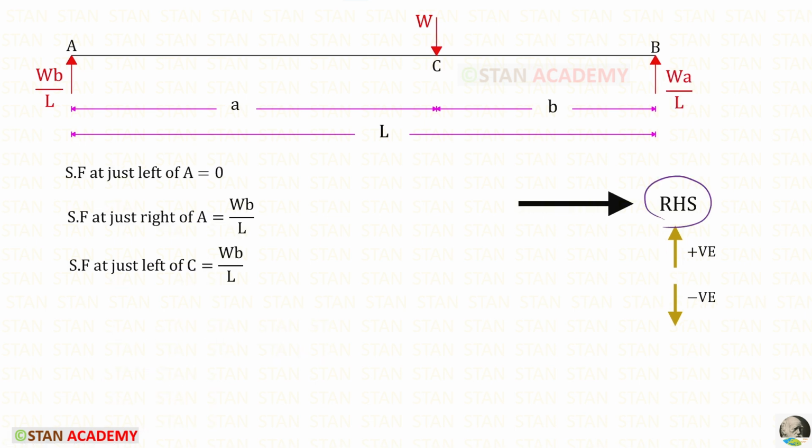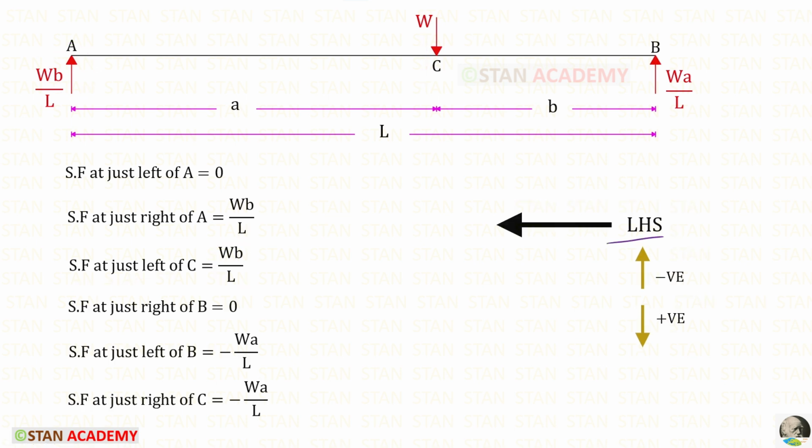Using the right hand side rule, we can find the shear force at just left of A, right of A, and at just left of C. Shear force at just left of A will be 0 and at just right of A will be RA, which is acting upwards, so it will be positive. Let us find the shear force at just left of C. Up to left of C, we have only this. So here also we will have the same shear force Wb upon L.